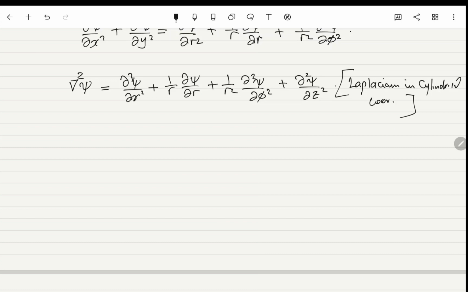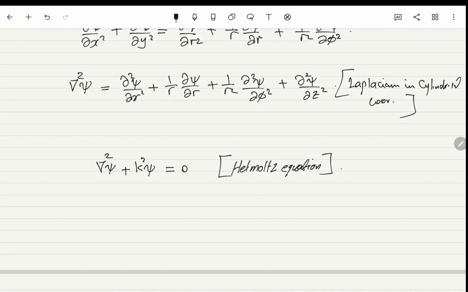One of the important equations we use in physics is the Helmholtz equation. Actually, this equation is used in waves, in optics, in quantum mechanics, solid state, electrodynamics, and so on. So this Helmholtz equation is defined as Laplacian psi plus k square psi equal to 0. So this equation is called Helmholtz equation.